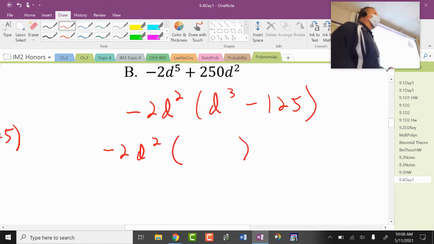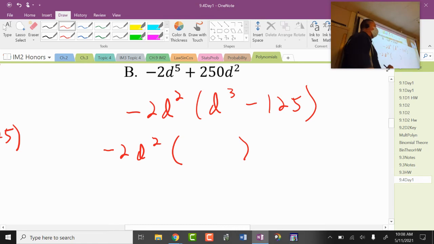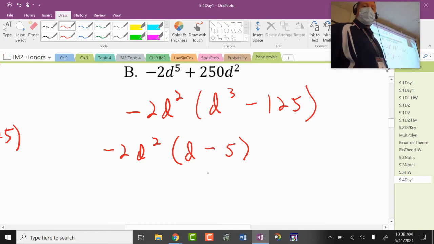Okay, what goes in the first set of parentheses? For d cubed, I put what? D. For 125, yet again, I put what? 5. And it's the same sign. Then what do I put here? D squared. Because what's D times D squared?